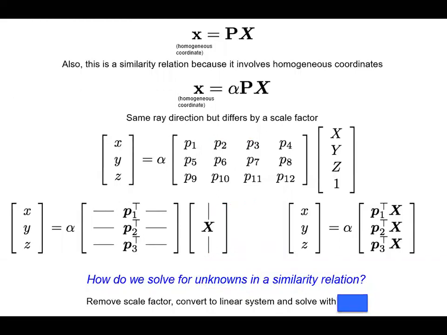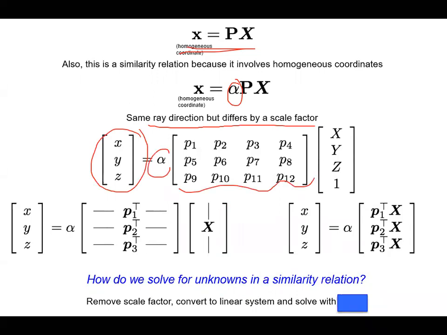Okay, so we have x equal to PX. Since it is a similarity relation, it involves homogeneous coordinates and the same ray direction, but differs by a scale factor, so I will add alpha. It is still in the same ray, but I may apply a scale alpha. So basically x, y, and z will equal the matrix P, as we already mentioned, multiplied by alpha.